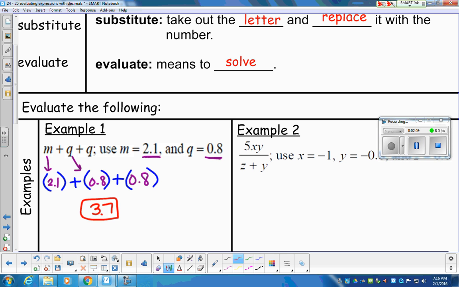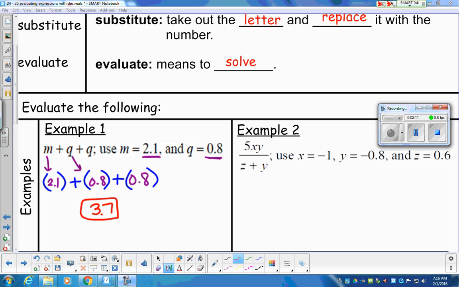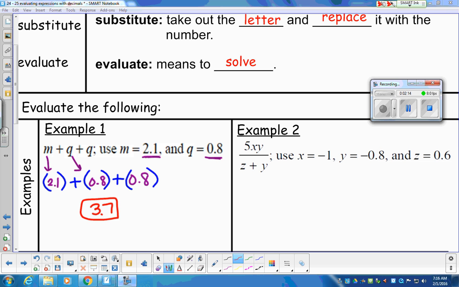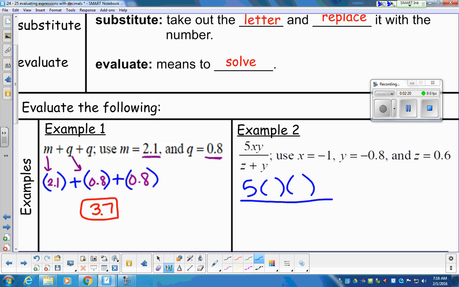Okay, group. Moving on to example 2. In example 2, we have 5 multiplied by x multiplied by y on the top. In the bottom, we have z plus y. So notice I have 4 parentheses because I have 4 variables. I'll go ahead and highlight them so you can see where they are. We have 1, 2, 3, 4 variables. Therefore, I have 4 parentheses in that representing those variables.